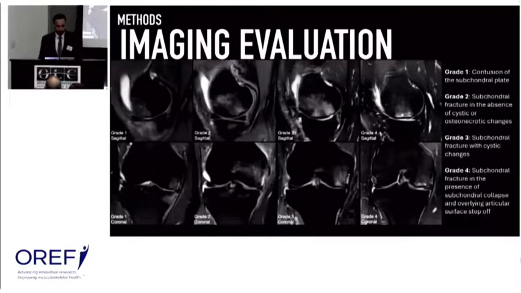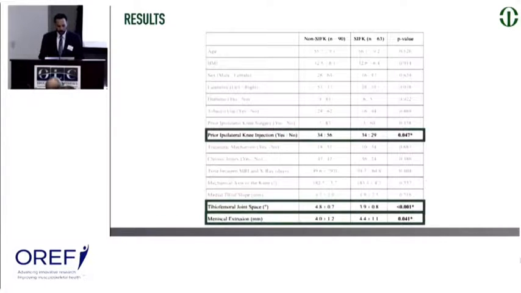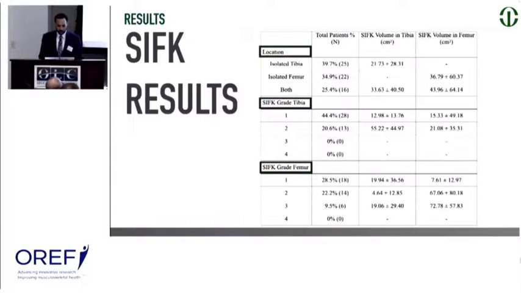We also used a described classification system for subchondral insufficiency fractures, looking at grade 1 through grade 4 lesions. The grades are listed above. Grade 1 and 2 are low-grade lesions, and grade 3 to 4 are described as high-grade lesions. Overall, about 153 patients were included. 60% did not have the insufficiency fracture, and 41% did, at a mean age of about 56, and about 72.5% were female. Overall, our data showed that prior ipsilateral knee surgery, tibiofemoral joint space, and meniscal extrusion were all statistically significant in the SIFK group compared to the non-SIFK group.